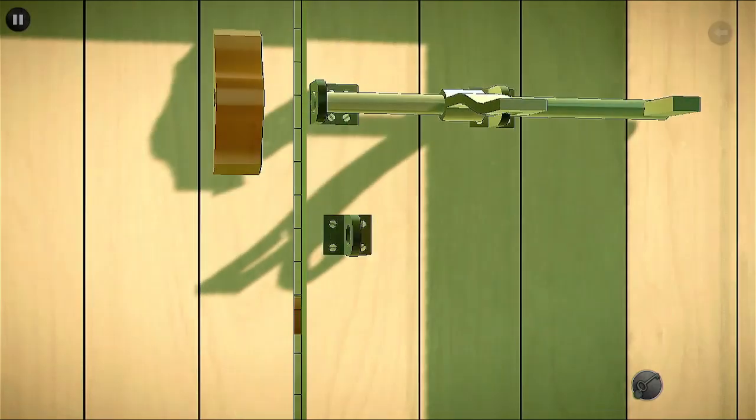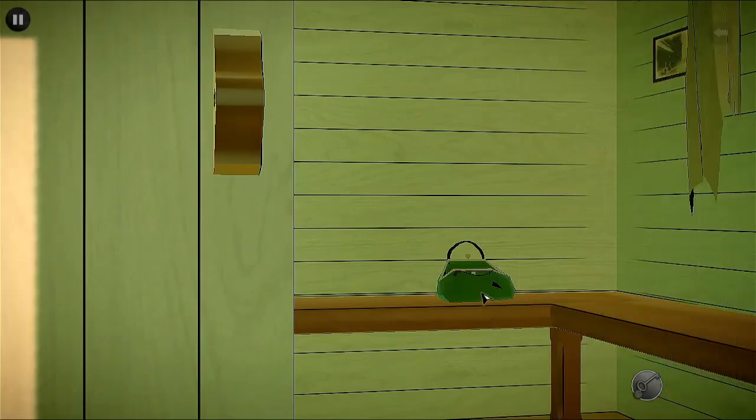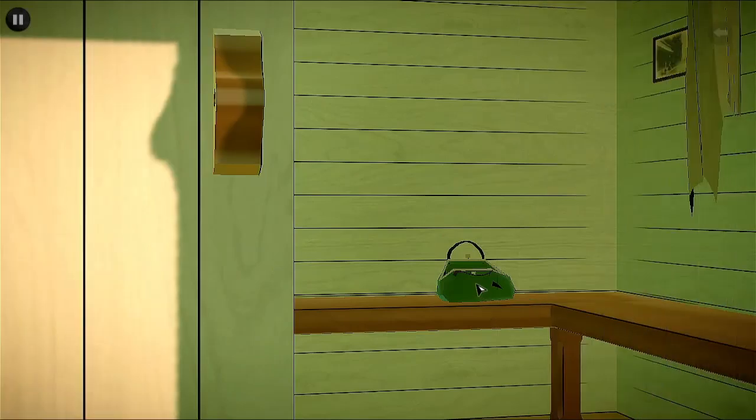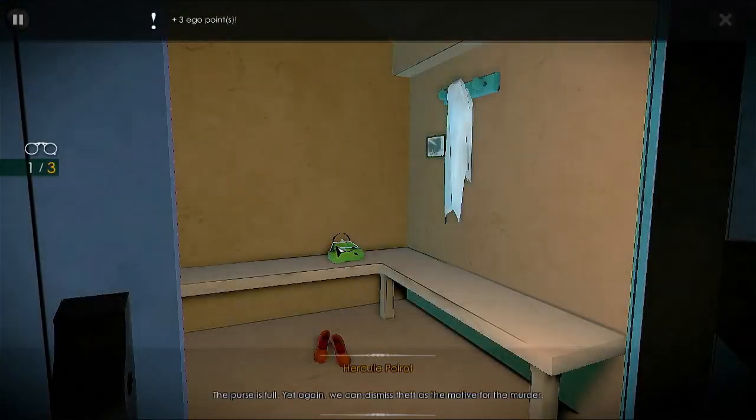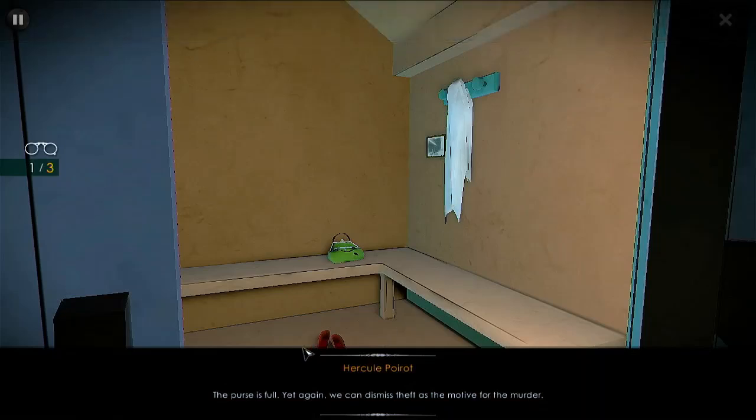And open. Wonder if all of her stuff is in here. Oh, her purse is there. Let's go and have a little look. The purse is full. Yet again, we can dismiss theft as the motive for the murder.